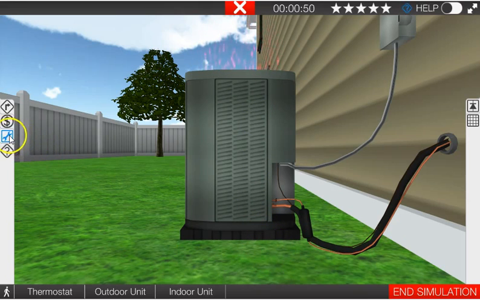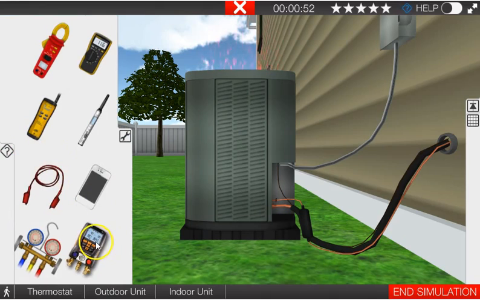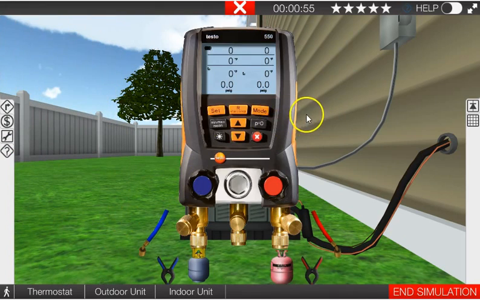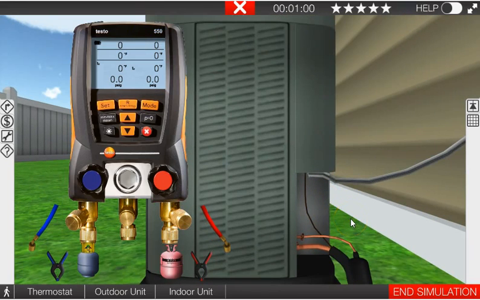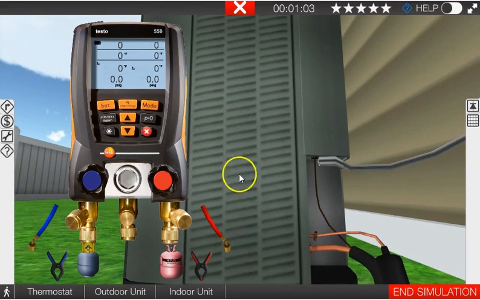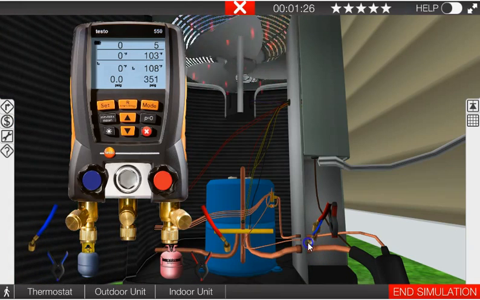So let's get our gauges out. We'll use our Testo gauges because it's easier to see. Move them out of the way a little bit. Zoom in here on the discharge and suction lines. Okay, so here's our red hose, high side hose, and here's our high side temperature clamp. So we'll put those on the discharge line. Oh, it looks like I got them on the wrong one. There we go.